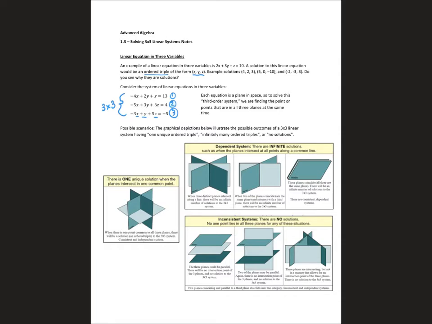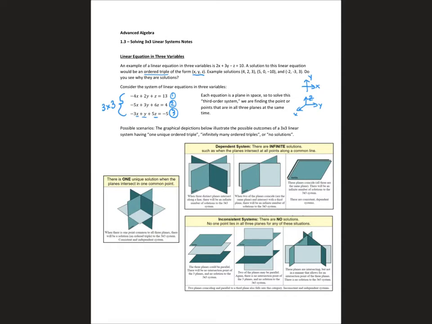It's important to note that when we're dealing with a 2 by 2 linear system, that's dealing in two-dimensional space, x and y. When we're dealing with 3 by 3 linear systems, we're now dealing with three-dimensional space, which is x, y, and z. Each equation is a plane in space. So to solve this third order system, or a 3 by 3 system as it's called, we are finding the point or points that are in all three planes at the same time.